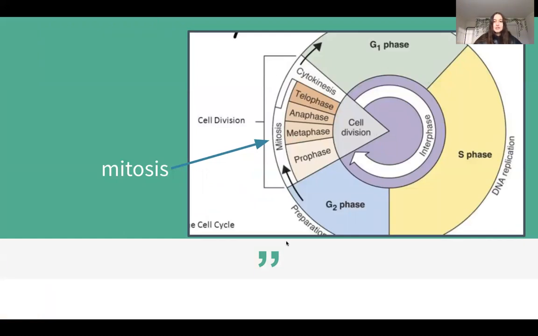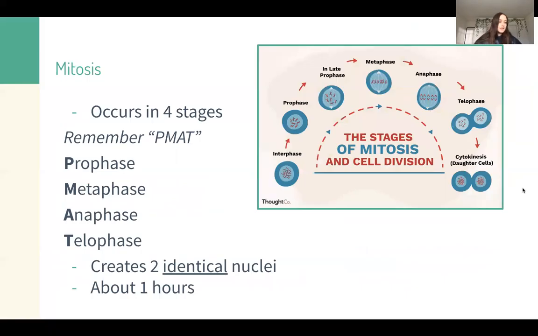So this is just as I said, there's the 3 stages, and then the actual cell division happens here, as you can see in the picture, and this is mitosis. Mitosis occurs in 4 stages, and it's important to remember the phrase PMAT, which helps you remember what order the 4 stages are in. So the 4 stages are prophase, metaphase, anaphase, and telophase, and mitosis creates 2 identical nuclei, and it takes about 1 hour.